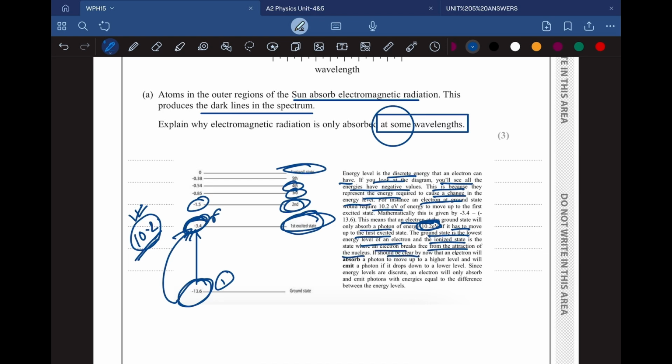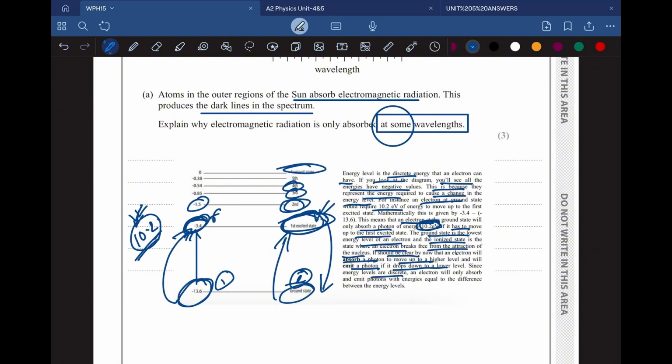It should be clear by now that an electron will absorb a photon to move up to a higher level. The electron will absorb a photon to move from the ground state to the first excited state. And if the photon has 10.2 electron volts of energy, then it will move on to this first excited state. The electron will emit a photon if it drops down to a lower level. From the first excited state, if it goes down to the ground state, that means it has emitted a photon.